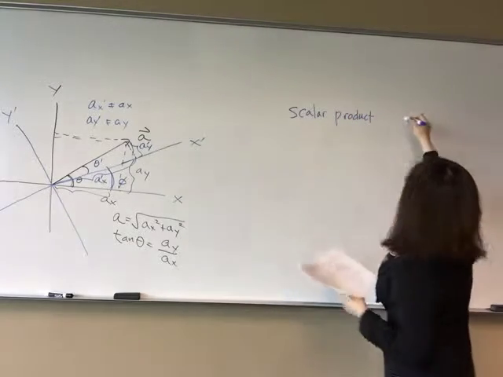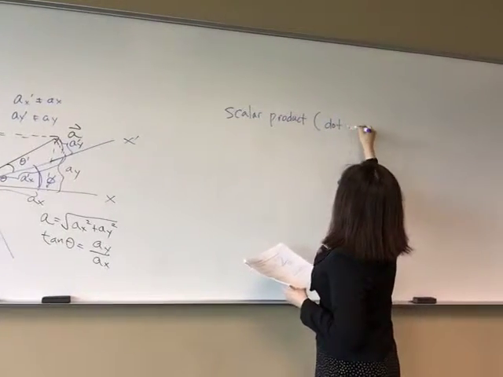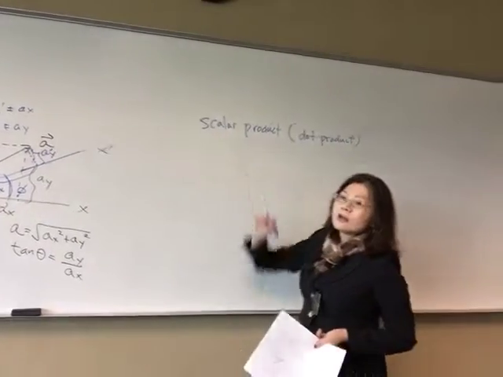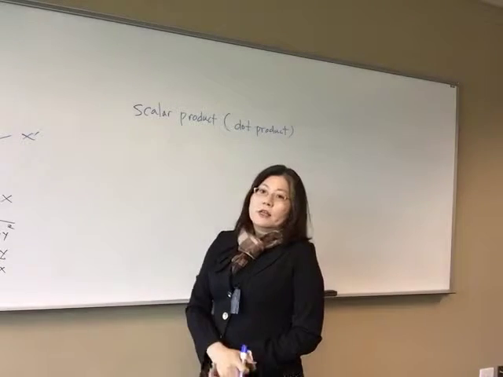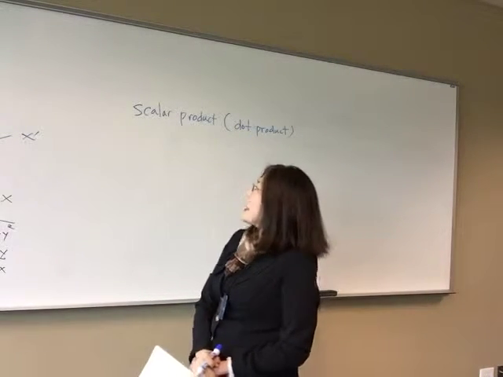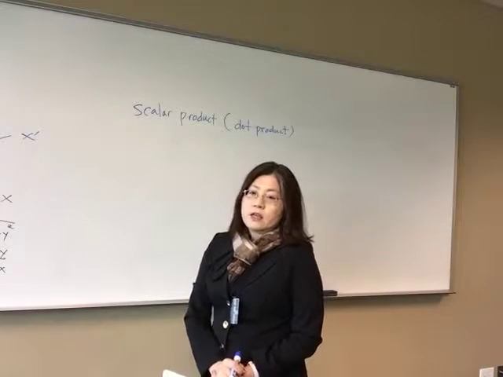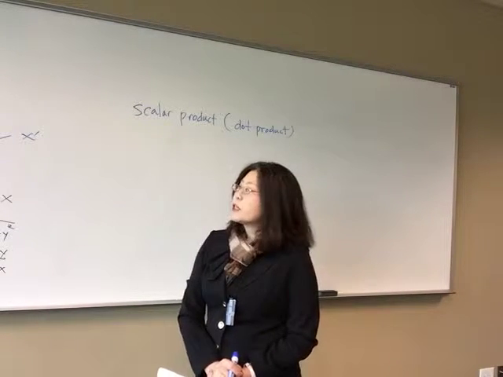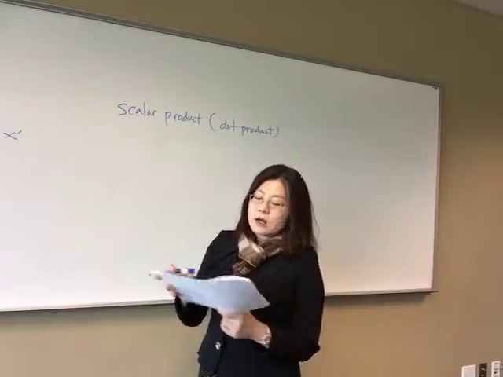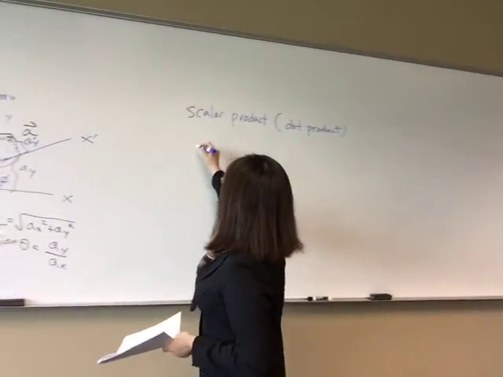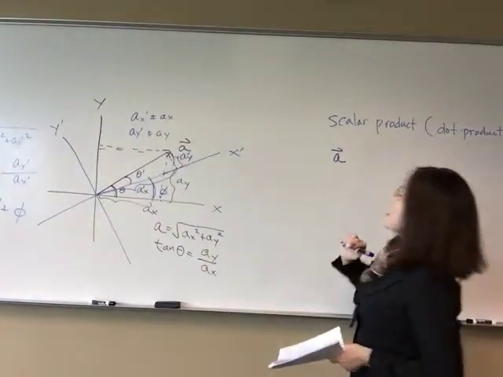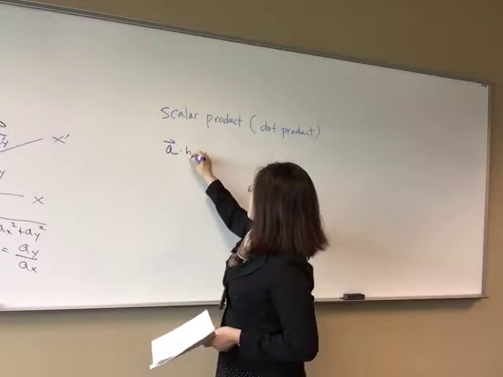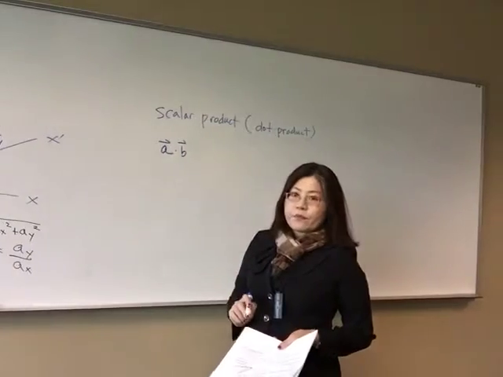which we also call the dot product. We call it scalar because when you have two vectors initially, and you do the scalar product, you'll find that after the scalar product they become a scalar. So you have two vectors doing the scalar product, and it becomes a scalar. So let's say A and B. If we want to do a scalar product, then we put a dot between them, so A dot B.